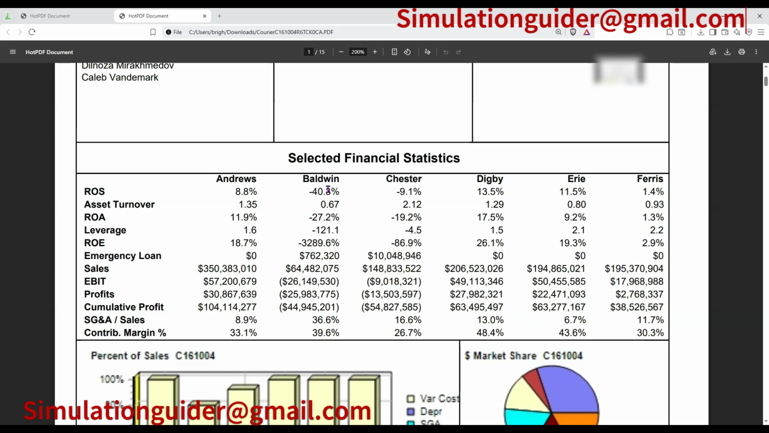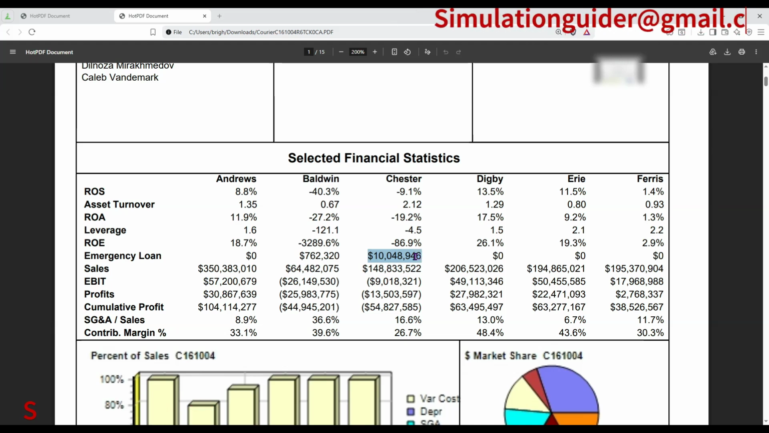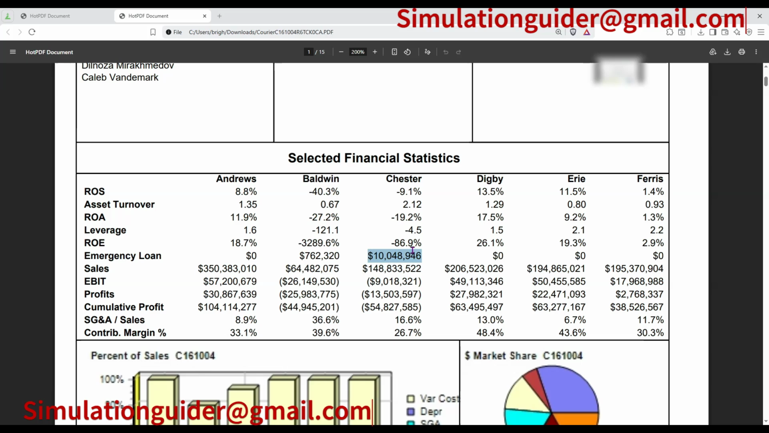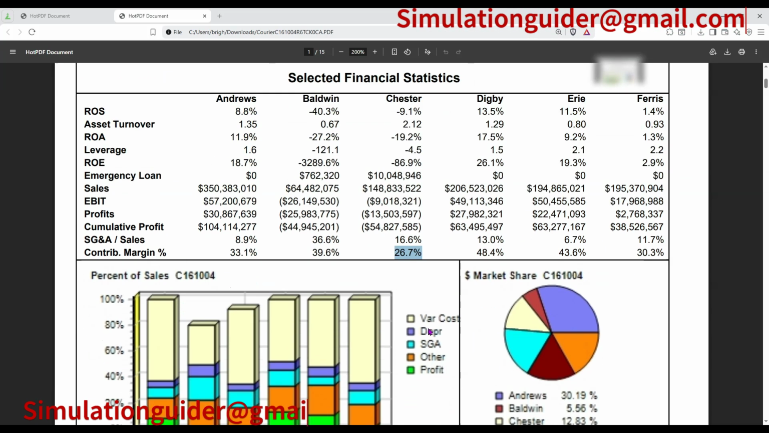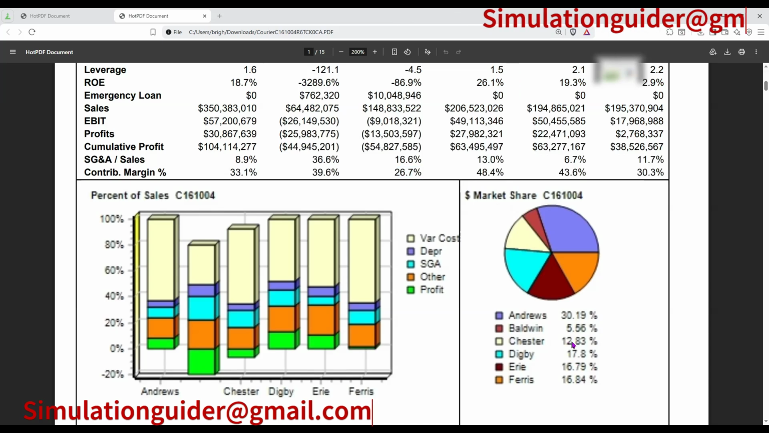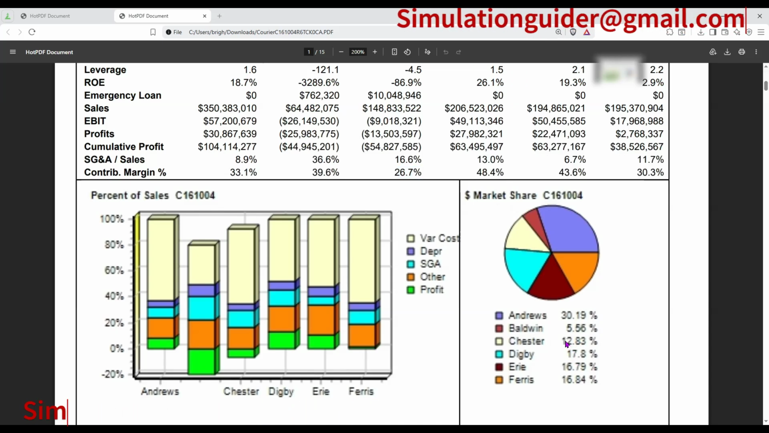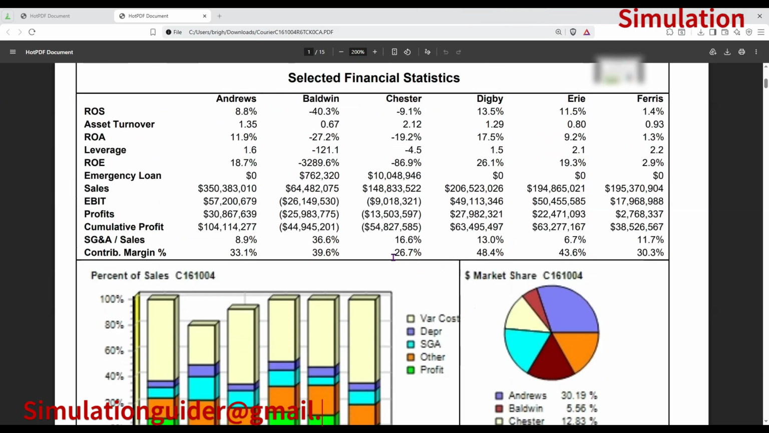Next is the round 6 report, and for round 6 we managed to clear the emergency loan to 10,048,946, which is quite low and quite payable in this round. Also, we improved the contribution margin to 6.7%, and the Chester market share increased to 12.83, which is quite a good number. We're going to go through this report together before we make the decisions for round 7.